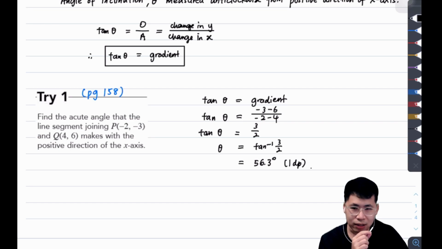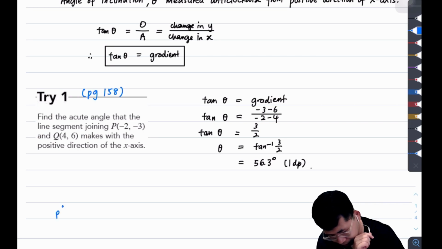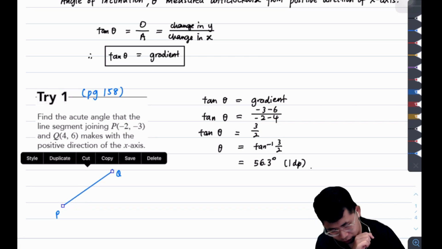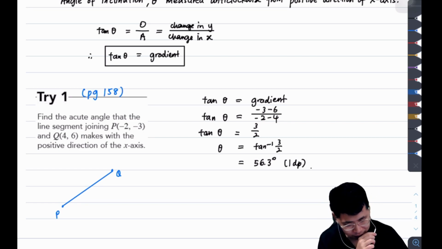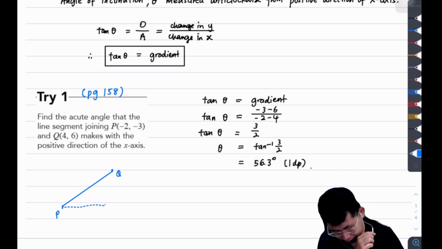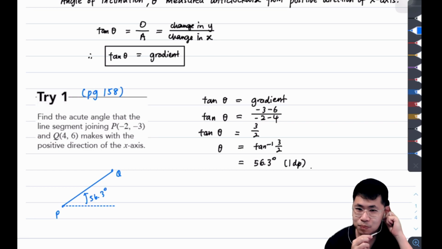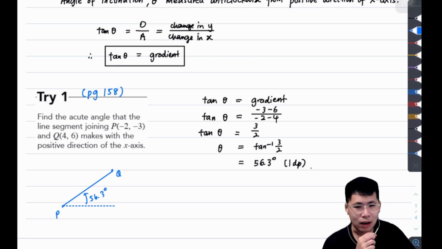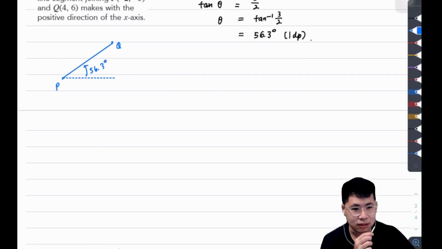Now let's draw and check whether we did it right or wrong. If P is down here, Q is up there. So technically speaking, we are on the right track. We got the correct ratio, we got the correct positive gradient, and the angle that it makes with the positive x direction, this angle over here, is 56.3 degrees for this line PQ. Now let's move on to the second idea of the day, which is to look at parallel lines.